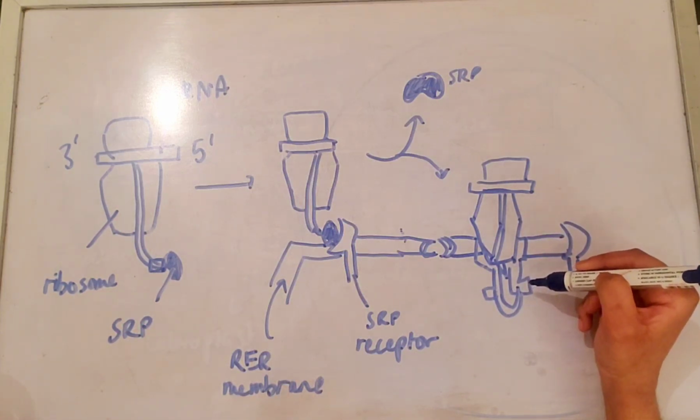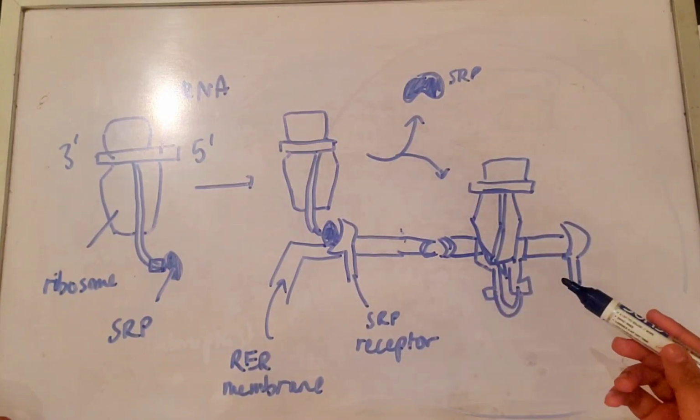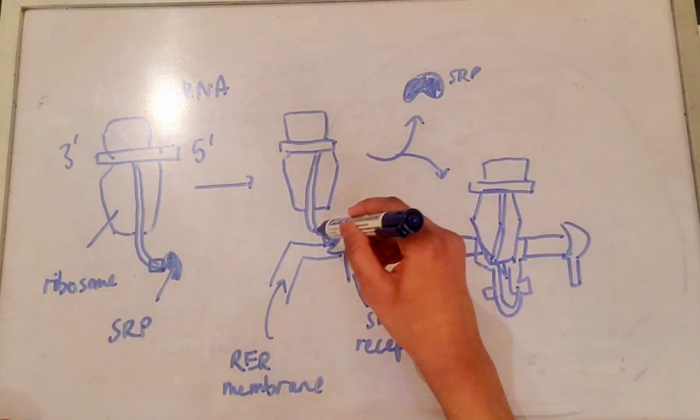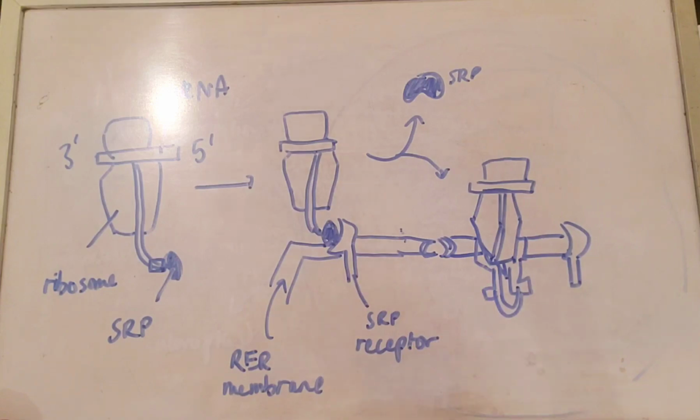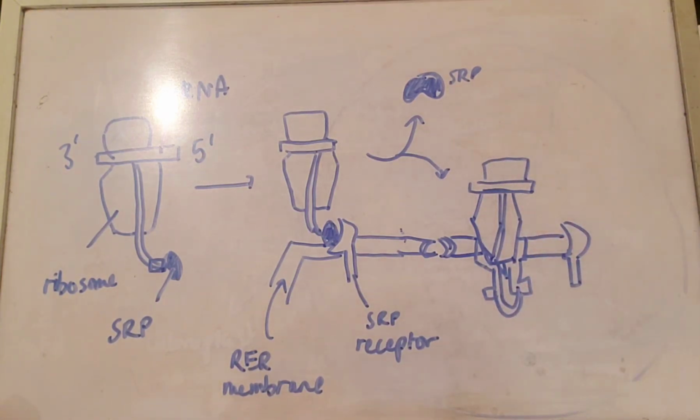Okay, and an enzyme which is associated with the pore, known as signal peptidase, will go and snip off the signal peptide, and your SRP will be displaced and recycled. So that's what happens. Okay, now that's how we get stuff from the cytosol into the ER.